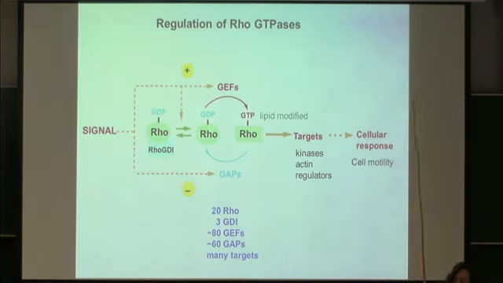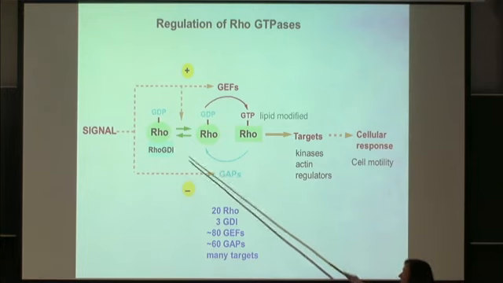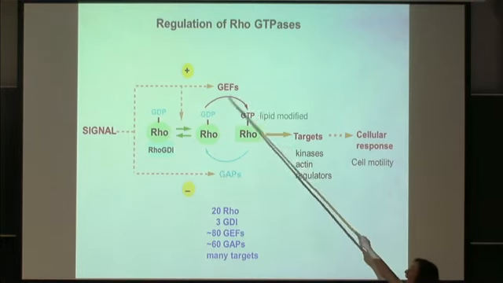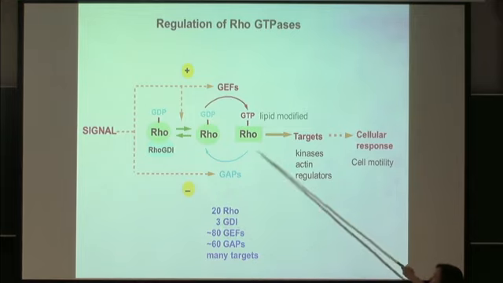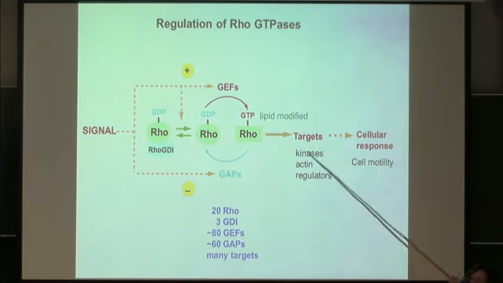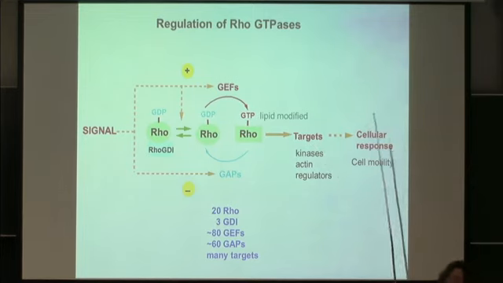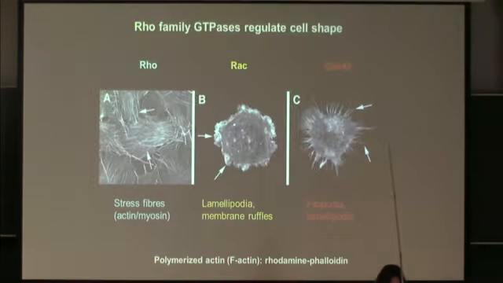So you think it might be simple, but humans have a lot of these proteins. They have 20 Rho GTPases, 3 of these GDIs, around 80 of these which activate the protein, around 60 of these which turn off the proteins, and many of these. So we love this, and we want to work out how it all works, but I'm not going to tell you all about all of those today. So I'll talk about the 3 main best known proteins, which are Rho, RAC and CDC42 to begin with.